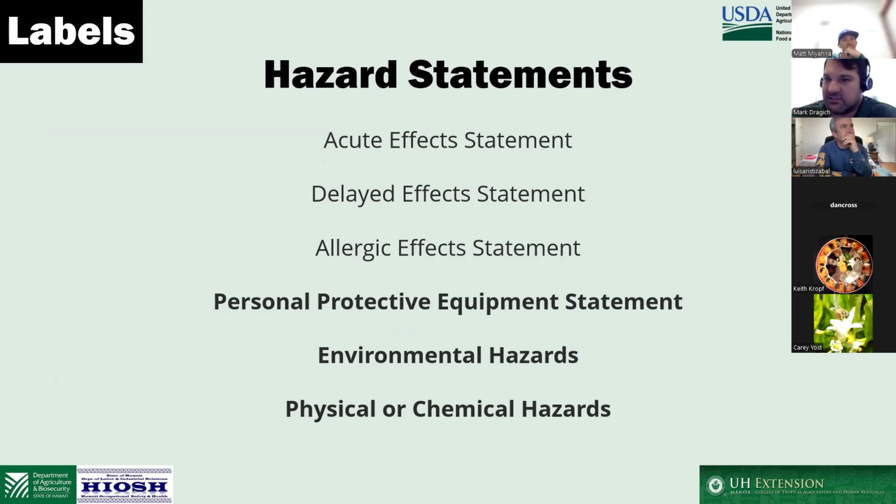So the hazard statements on labels, they'll talk about acute effects, delayed effects, allergic effects. These are all different things. The signal word is for acute toxicity. So just know that there are other types of sickness you can get from it, like delayed effects, chronic effects, and then sensitization as well, which are not in the signal word, right? There'll be PPE statements in there, environmental hazards, and physical and chemical hazards.